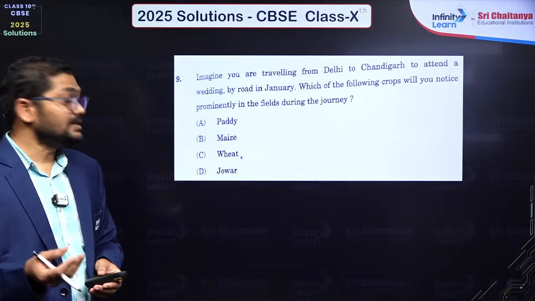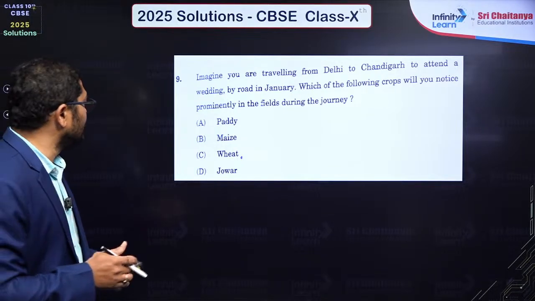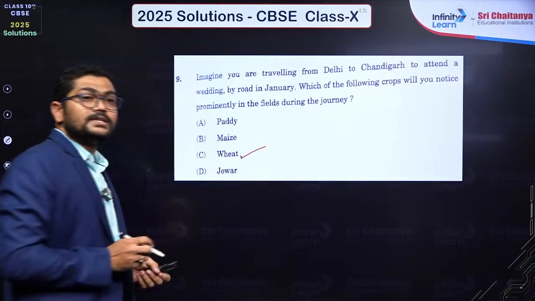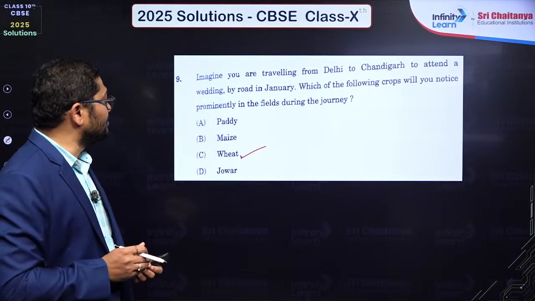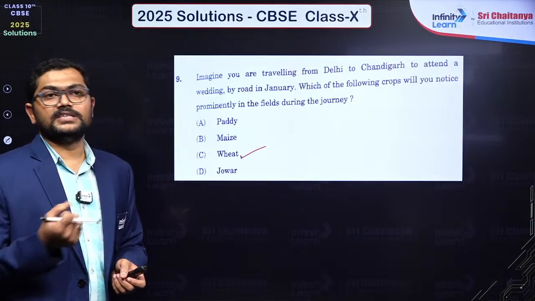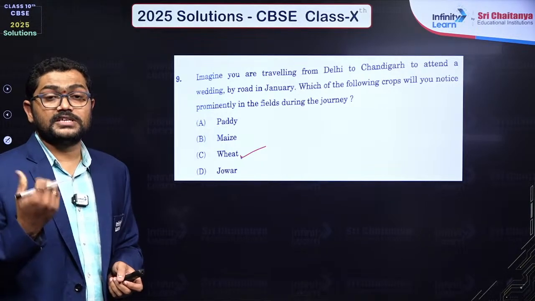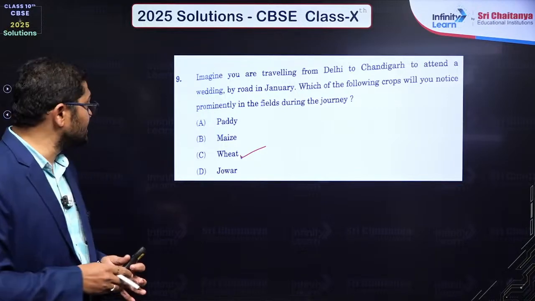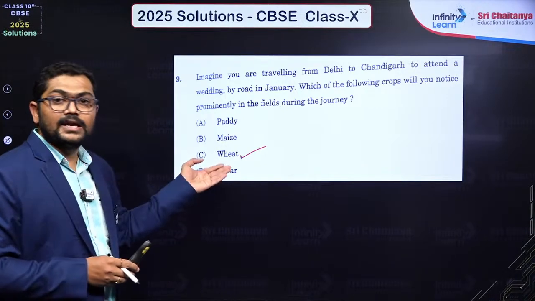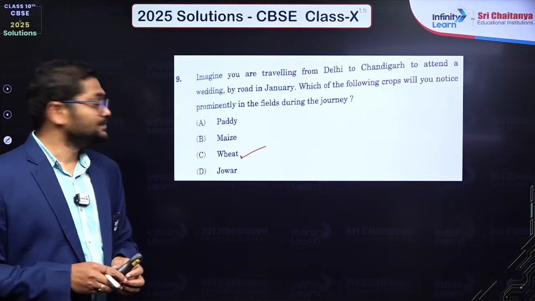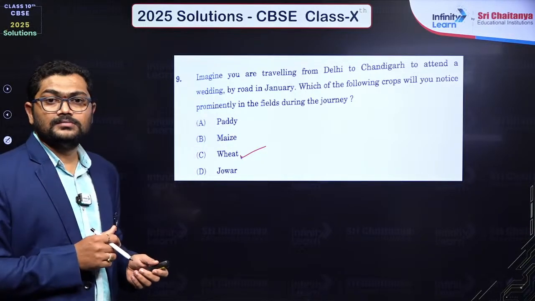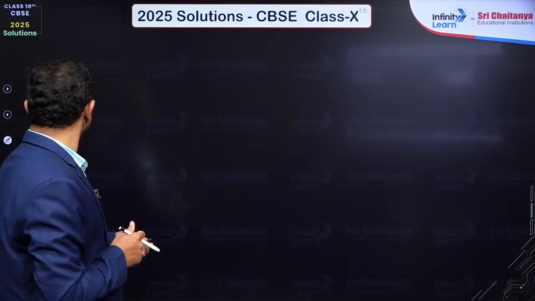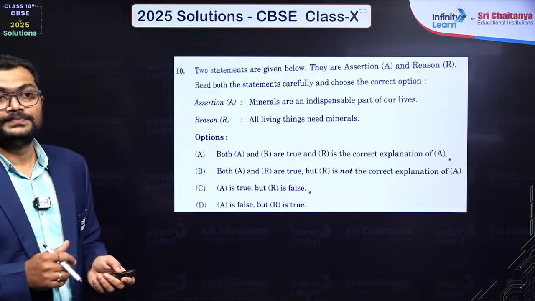In the Rabi season in northern India, the major crop is wheat. Wheat is highly suitable as a Rabi crop because of the bright sunshine available, and at the same time, because of the western disturbances, rainfall is available in the northern regions. That's the reason option C is the correct answer for question number 9. It is from chapter number 4, agriculture. Based on the conditions, we need to find the correct crop.